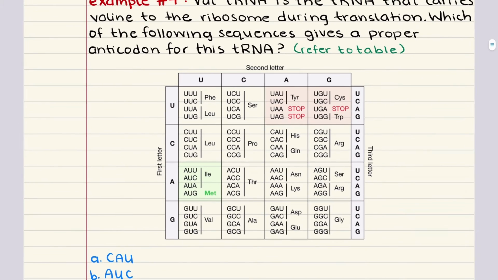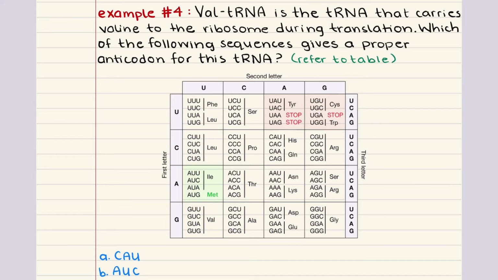Problem 4 says, valine tRNA is the transfer RNA that carries valine to the ribosome during translation. Which of the following sequences gives a proper anticodon for this tRNA? Refer to this table. Now, looking at the codon chart, valine is coded by GUU, GUC, GUA, and GUG. All of these are codons on the messenger RNA.